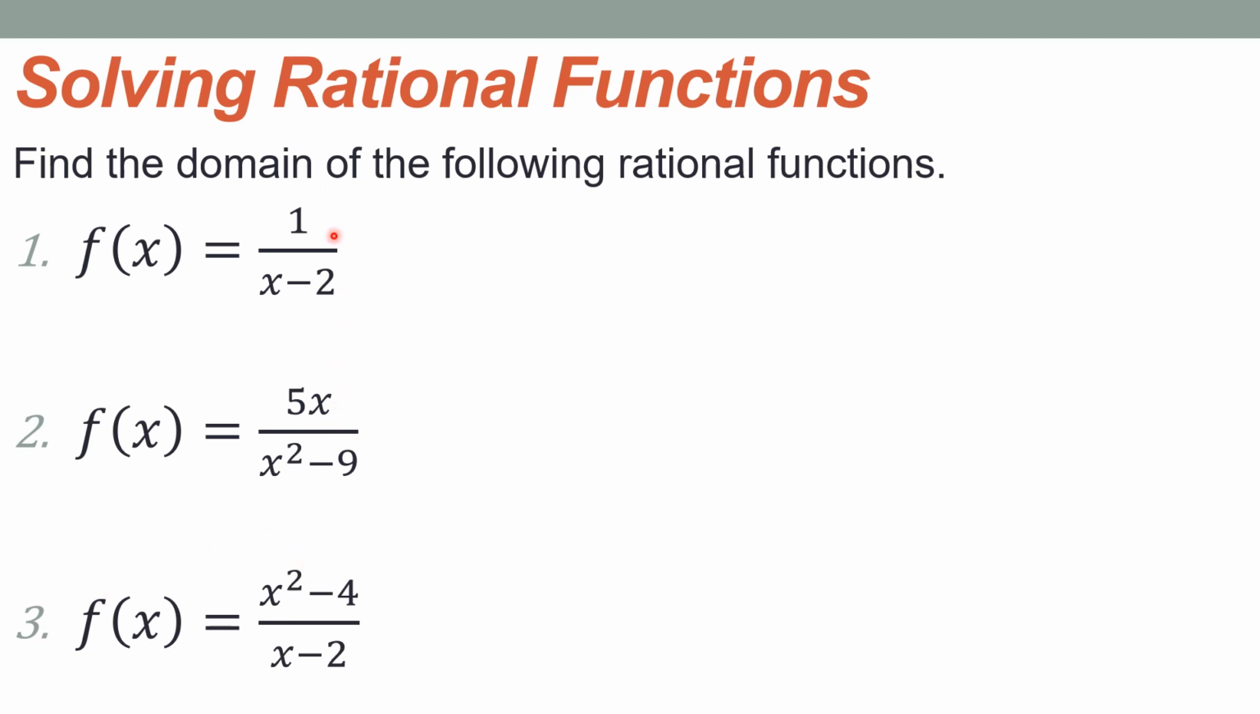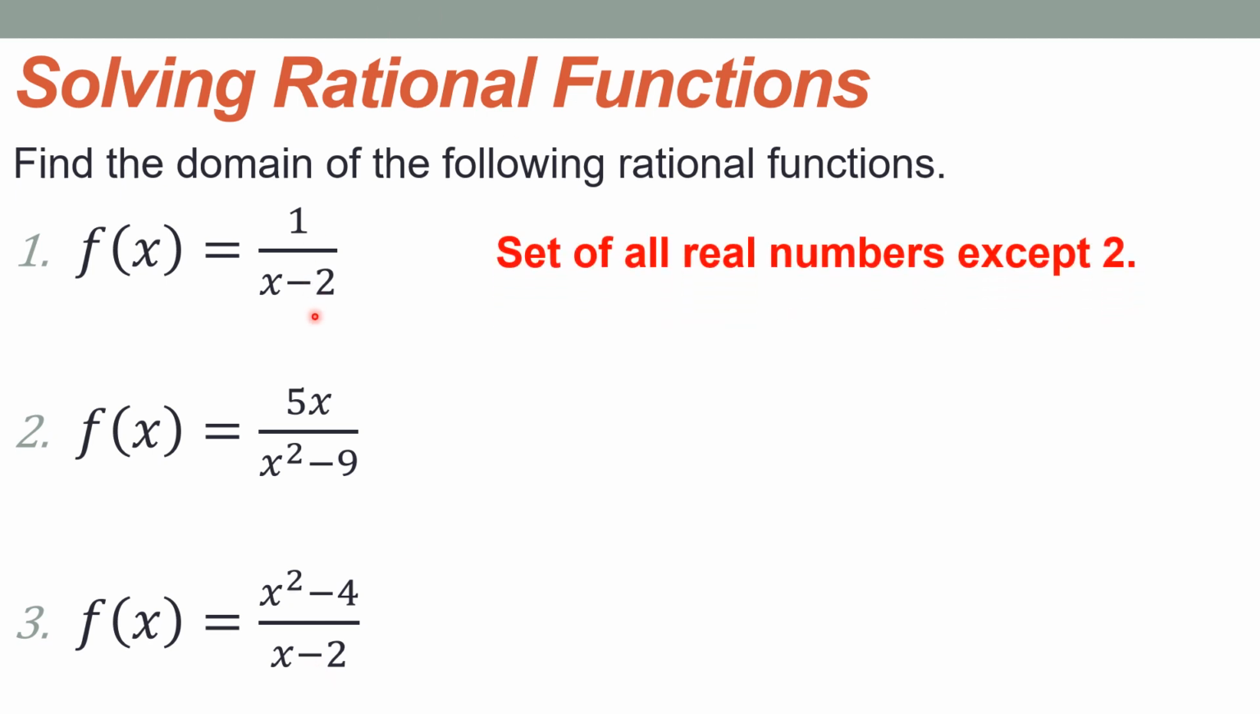So how are we going to determine the domain of this rational function? Equating the denominator to 0. Okay, so we have here x minus 2. The domain would be the set of all real numbers except 2. Okay, this one, x squared minus 9, we are going to equate it to 0. So x squared minus 9 is equal to 0. X squared is equal to positive 9. So we're going to solve for x. We extract the square root of both sides.